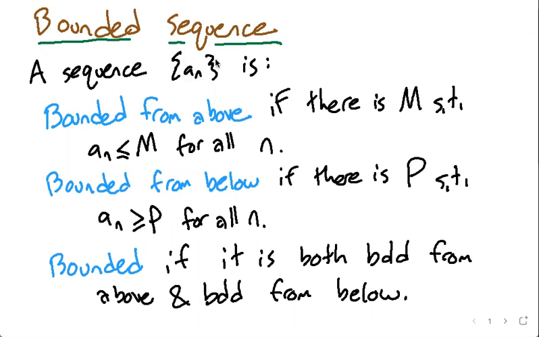A sequence a sub n is bounded from above if there's m such that a sub n is less than or equal to m for all n. What this is saying is that this number m is bigger than or equal to every single term of our sequence. In this case, we would call m an upper bound for our sequence.